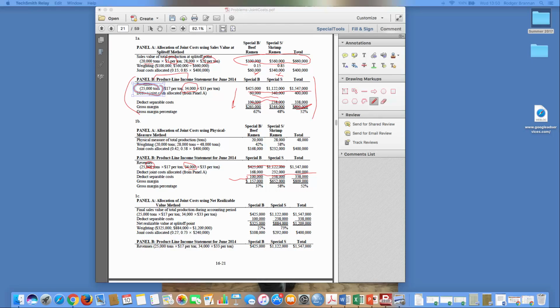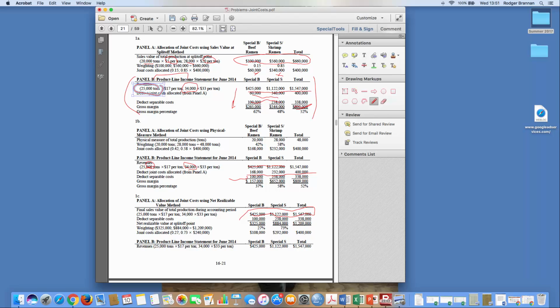Okay, allocating costs based on net realizable value. Well, again, we're going to look at the total sales value beyond the split-off point. That doesn't change, assuming that you can sell all of B and all of S. All of B would constitute 25,000 tons at $17 per ton. All of S would be 34,000 tons at $33 per ton. So if I can sell all of both B and S, you generate $1.547 million. The separable cost of those things is incurred beyond the split-off point. So the net realizable value of B, why I would do it, okay? I can look at what I could sell the product for at the split-off point.